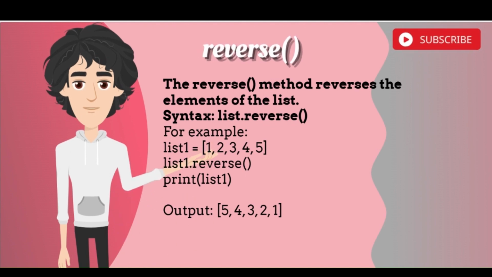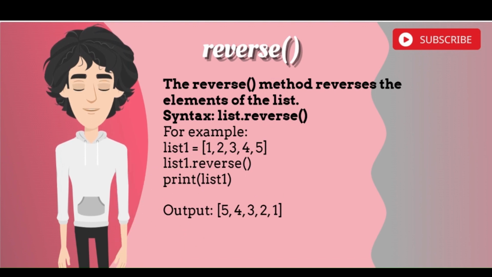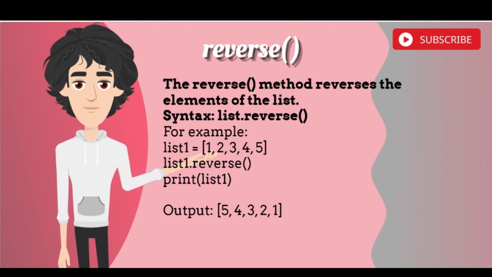Reverse. The reverse method reverses the elements of the list. Syntax, list.reverse(). For example, list1 equals 1, 2, 3, 4, 5, list1.reverse(), print list1. Output, 5, 4, 3, 2, 1.